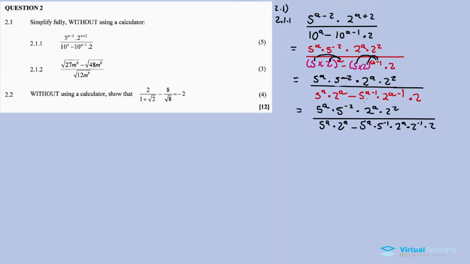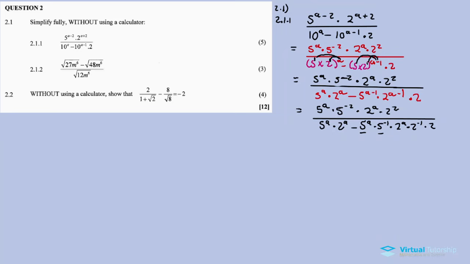This is what happens. Lo 5 about 5^a, 5 raised to exponent minus a minus 1. We have about 5 raised to exponent a times 5 raised to exponent minus 1 times 2 raised to exponent a times 2 raised to exponent minus 1 times 2, and then lo 2 lona now, right?